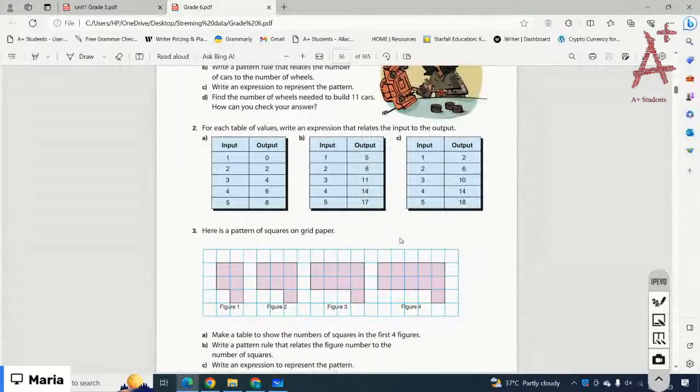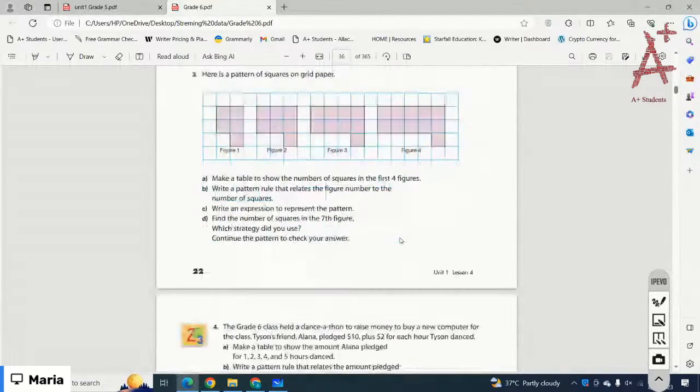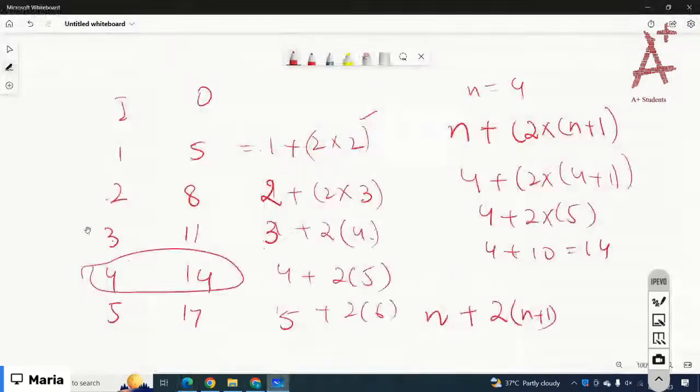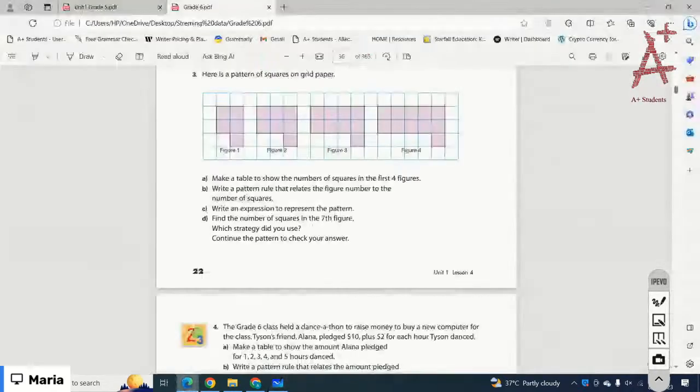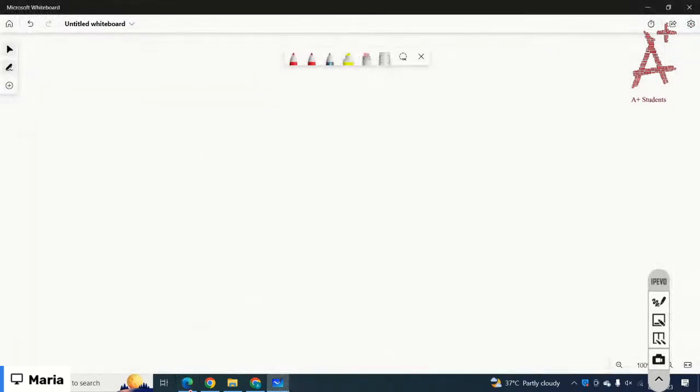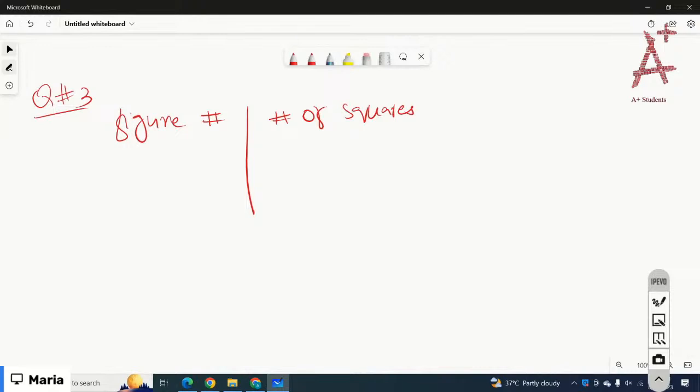Let's just start with question number 3. Here is a pattern of squares on a grid. Make a table to show the number of squares in the first 4 figures. Okay, let's just make a table. Question number 3. Figure number and number of squares.